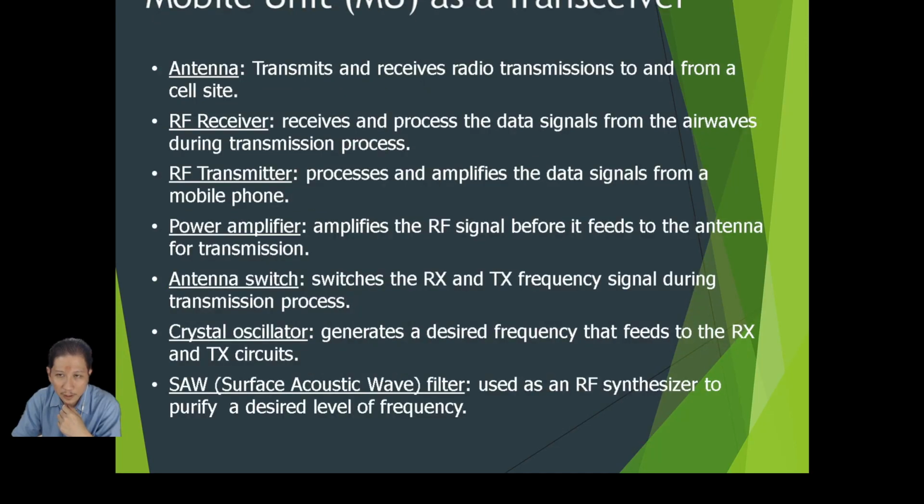Okay, and then the mobile unit, we have the transceiver, we have the antenna, radio frequency transceiver, transmitter, power amplifier to amplify the signal, antenna switch, and then we have crystal oscillator and surface acoustic wave.